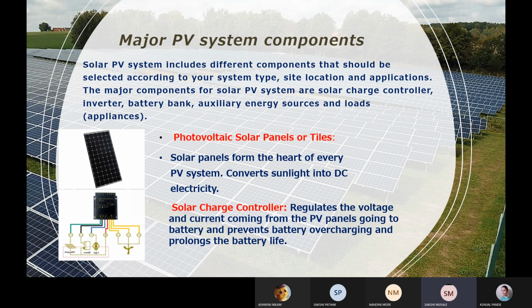Let's move to the next point. Photovoltaic solar panels or tiles. Solar panels form the heart of every PV system and convert sunlight into DC electricity, as we have seen in the diagram. Next, solar charge controller. It will regulate the voltage and current coming from the PV panels going to the battery, prevent battery overcharging, and prolong the battery life.